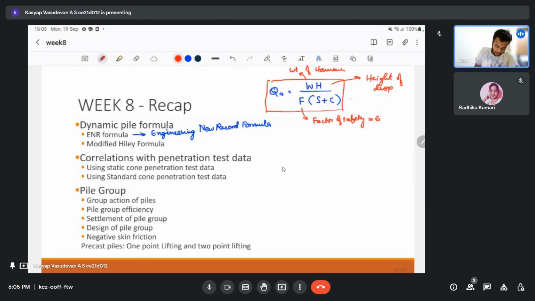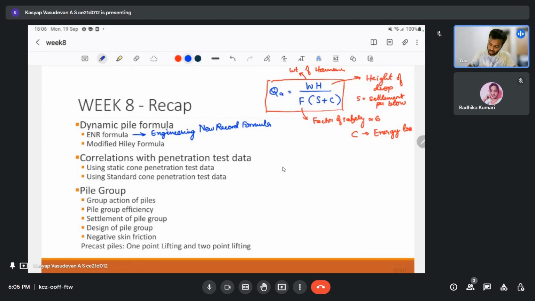S represents the set per blow, that is, the settlement per blow, and C actually indicates the energy loss. For each type of hammer there are different values for C, like 2.5 for a drop hammer, 0.25 for a single acting steam hammer, like that. So that's the basic idea.